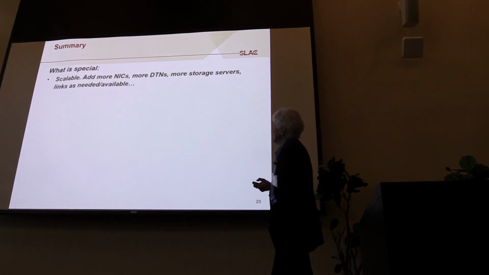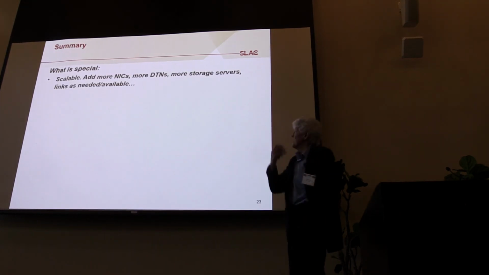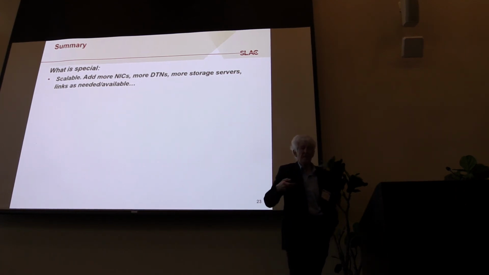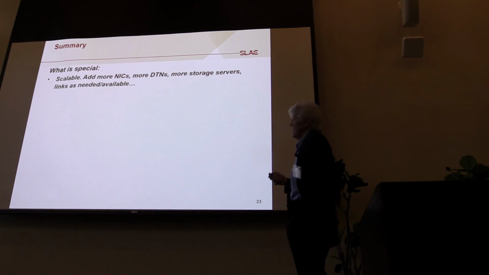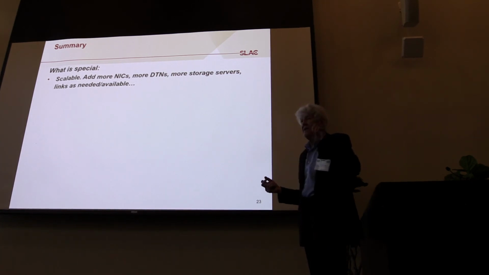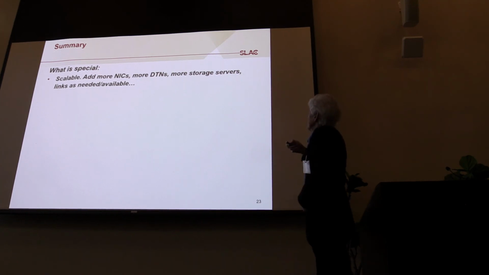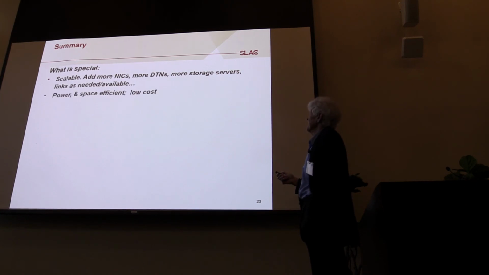So in summary, what's special? I think it's scalable. We can add more NIC cards. We can add more CPUs. If we have multiple links, which we will have, 2 times 100 gigabits per second, we're able to use both links. And we can have more storage links as we can afford it and as they're needed.